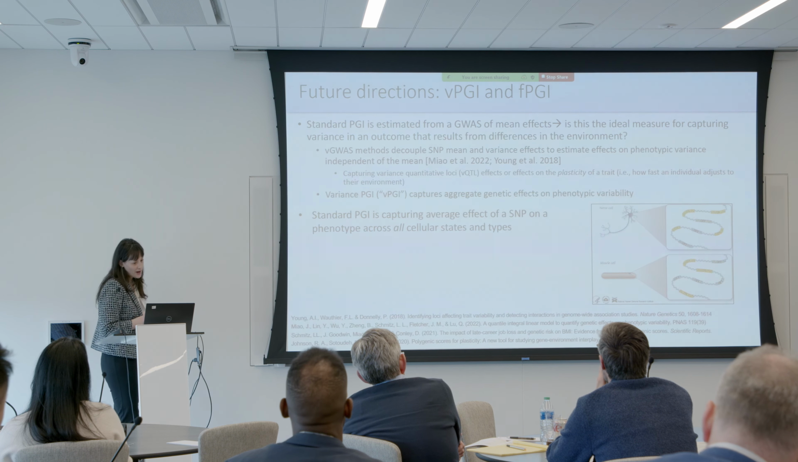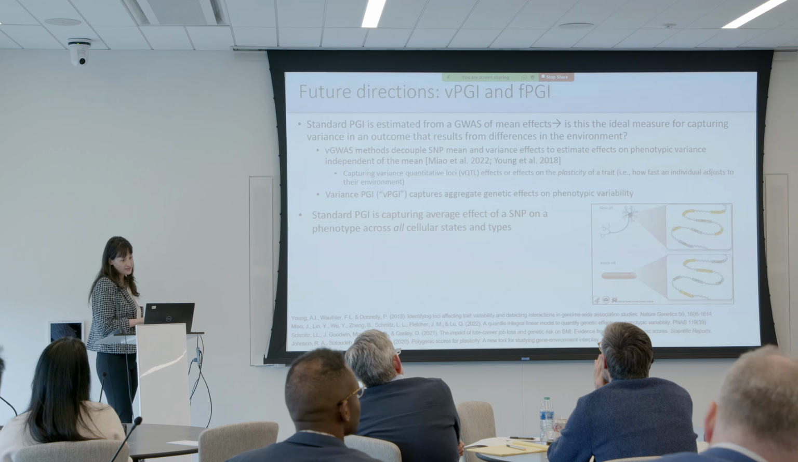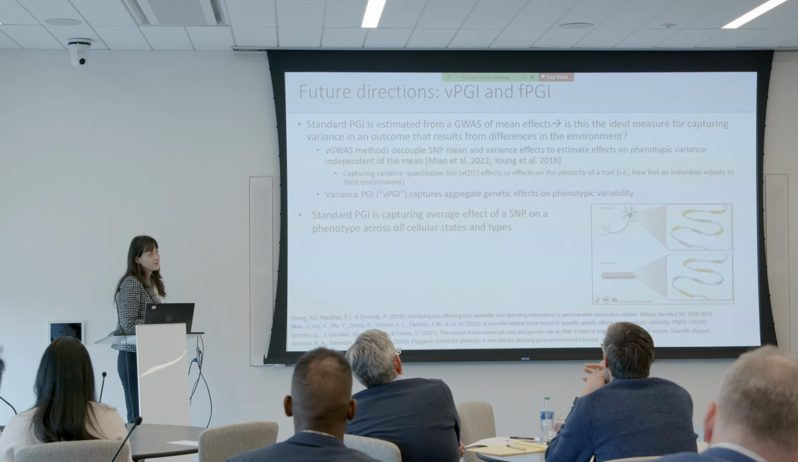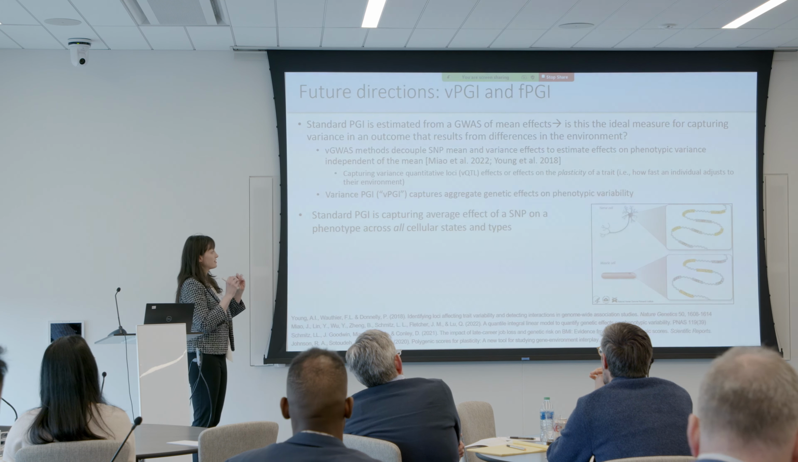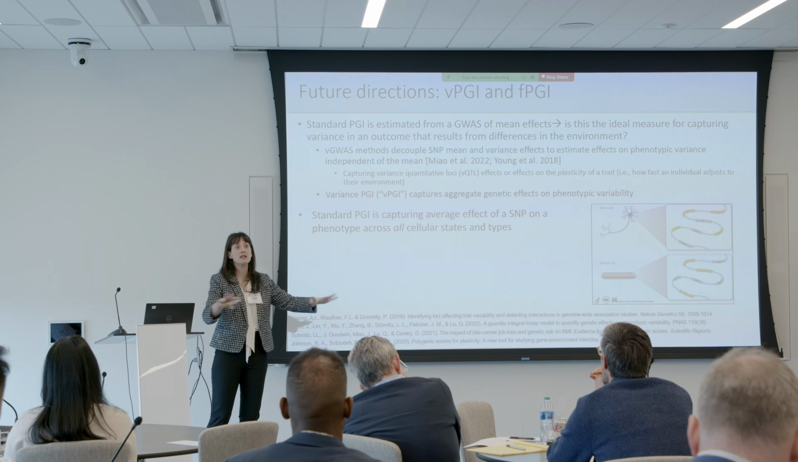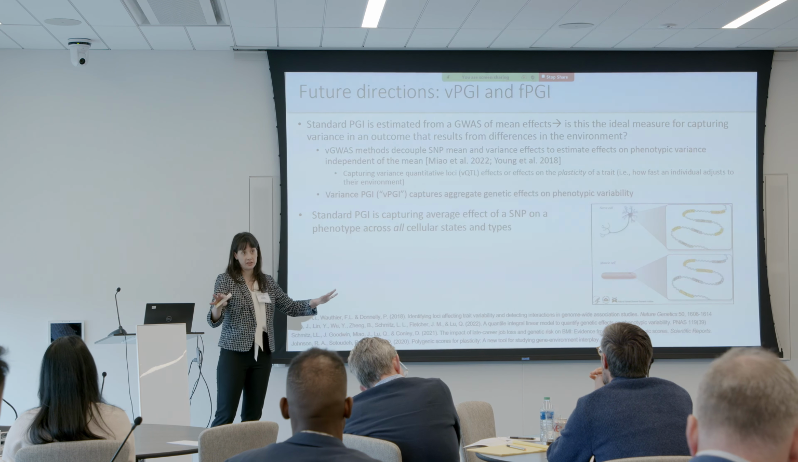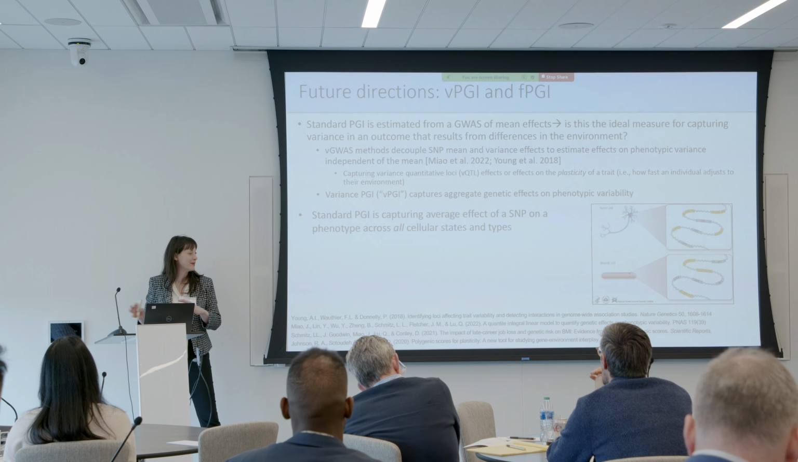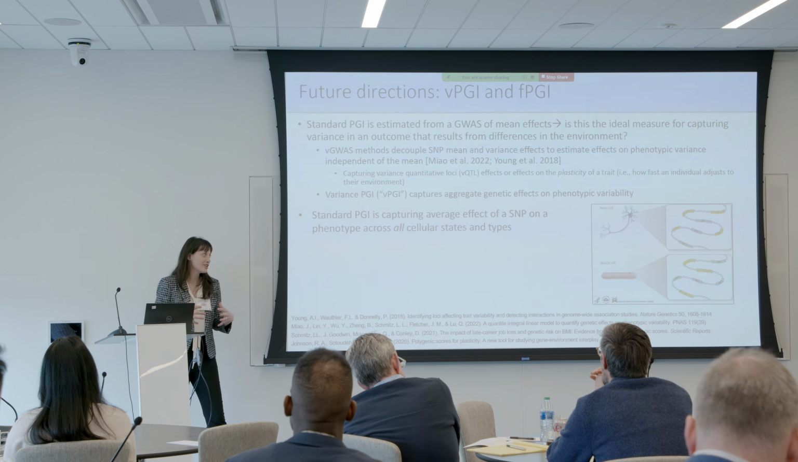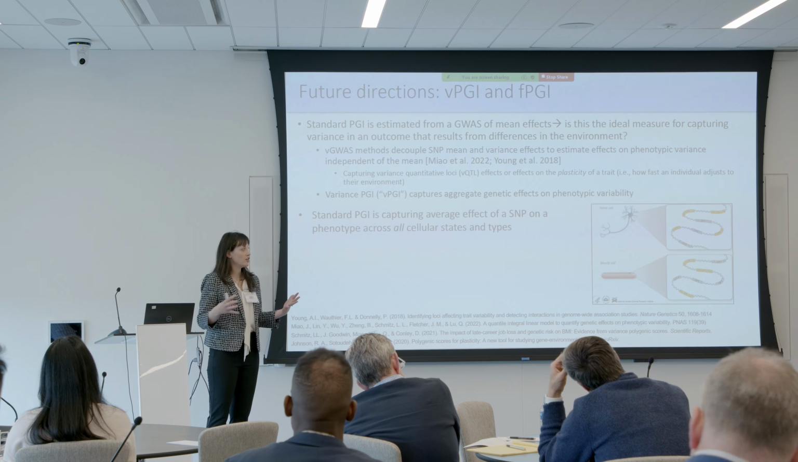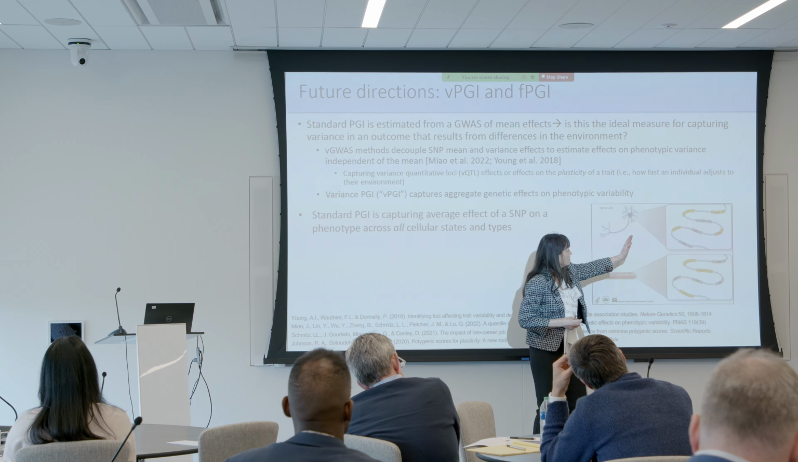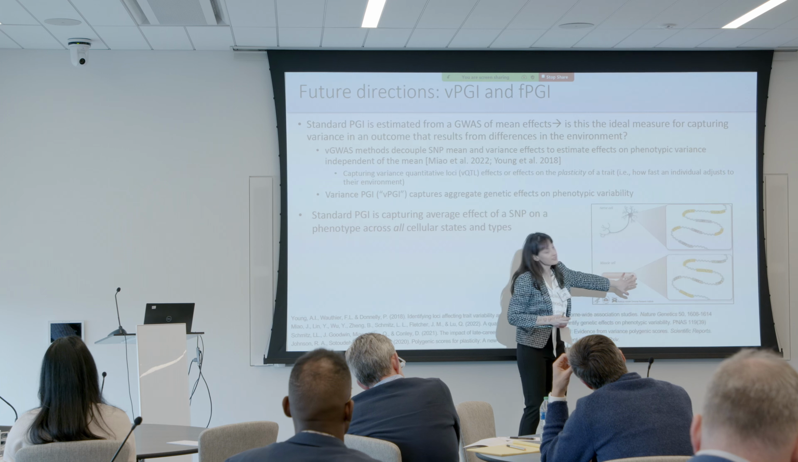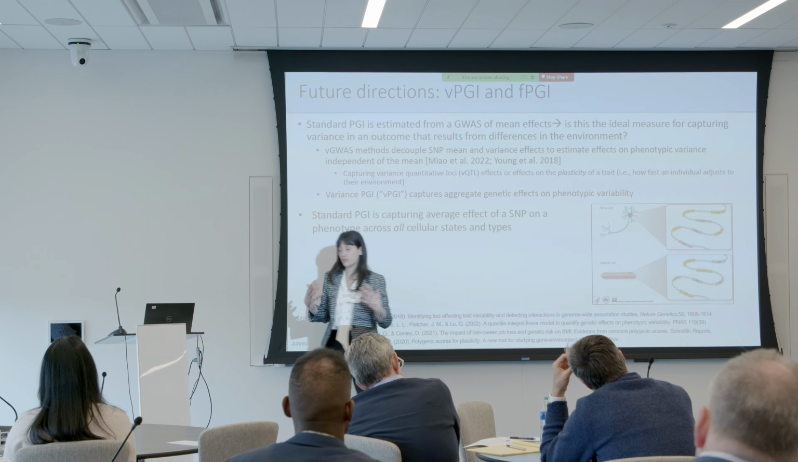Another thing that I'm excited about, and Q talked a little bit about this today too, is that when we look at a standard PGI, it's capturing the average effect of the SNP on a phenotype across all cellular states and tissue types. And that's not something we often think of as economists. We're thinking a lot about the environment, but there's also a lot going on biologically when we're just running a GWAS. Here you can see a nerve cell is expressing certain genes differently than a muscle cell, but they all have the same DNA in their nucleus.